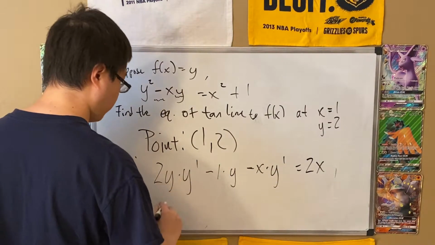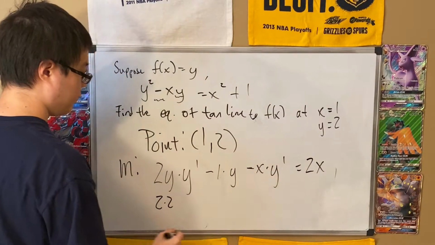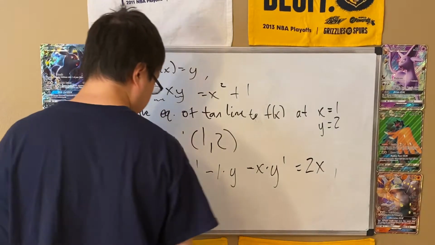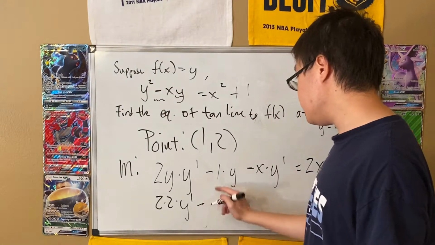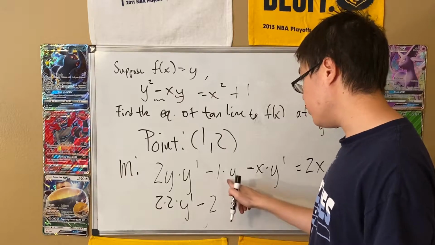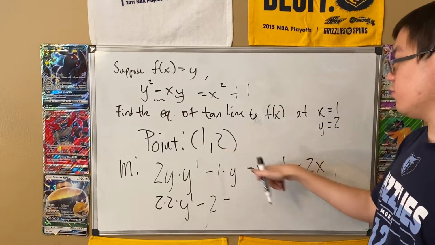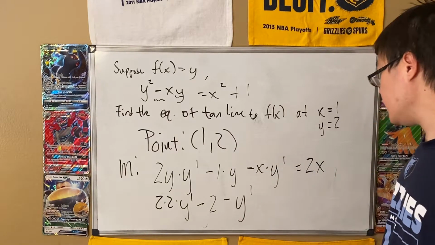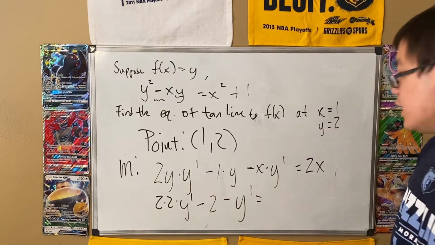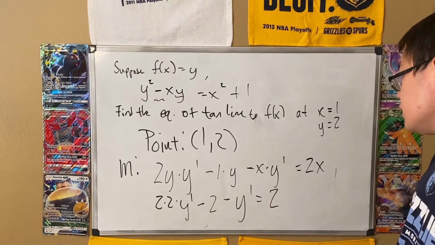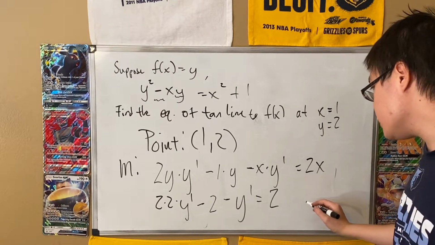So I'm going to plug in 2 for y, 2 times 2. Nothing to plug in for y prime, because that's what I'm solving for. Then looks like it's going to be 2 times 1 times 2, because again, I'm plugging in y. Then when you plug in x, it's just going to be 1, so it's going to be y prime. And then finally, again, plug in 1 for x, so it's going to be 2. Looks like I can solve this real quick. Not going to be too challenging.